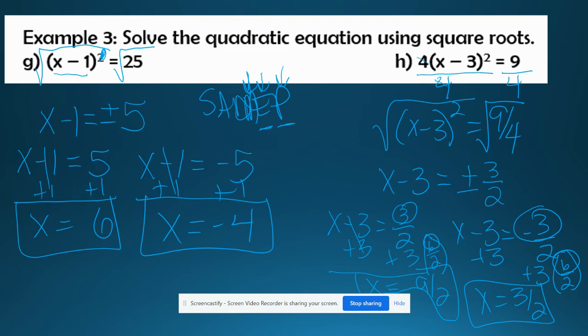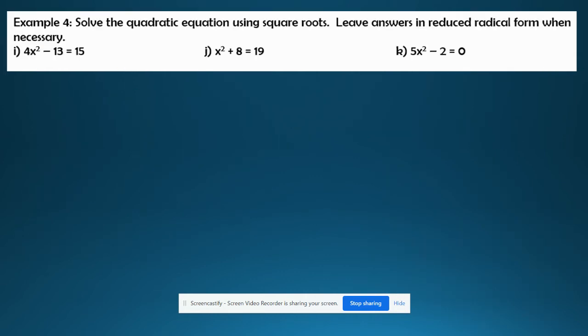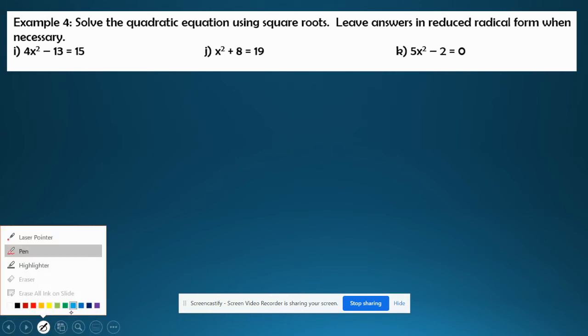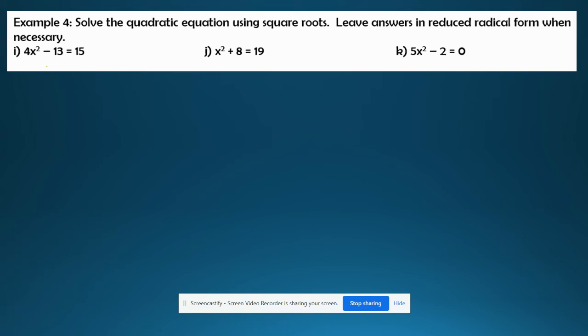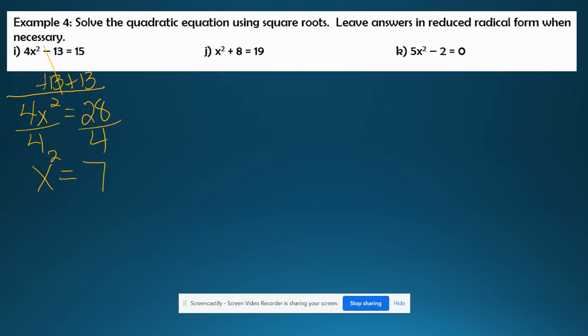We are going to skip down to example 4. See, we will use our backwards order of operations for this. I'm going to start with adding 13. We have 4x squared is equal to 28. Divide by 4, and we get 1x squared is equal to 7. Take the square root, plus or minus.